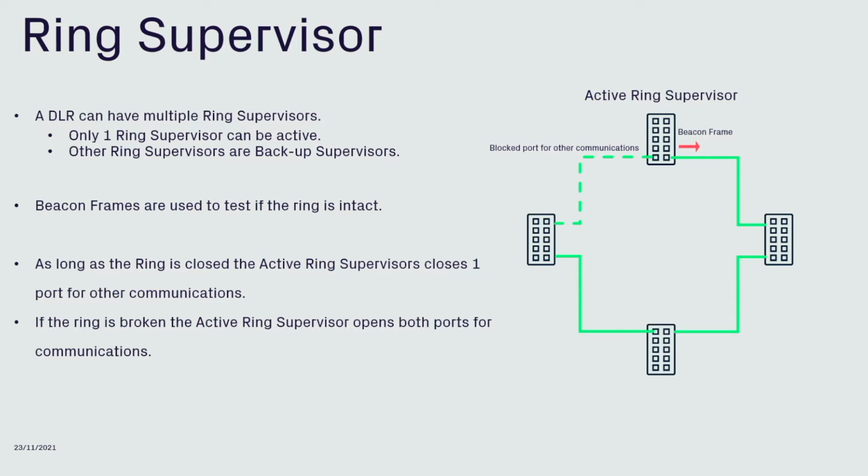It's a beacon frame going around the complete ring, and this beacon frame should be received by the supervisor again on another port. In that way, the supervisor knows that the ring is intact. But for other communications, the ingoing port is blocked, otherwise the message will go around forever. And if the devices connected to the network are still sending new messages, the ring will get fuller and fuller.